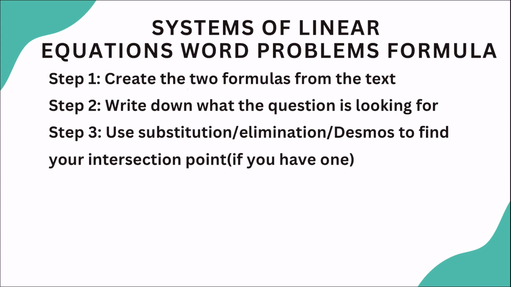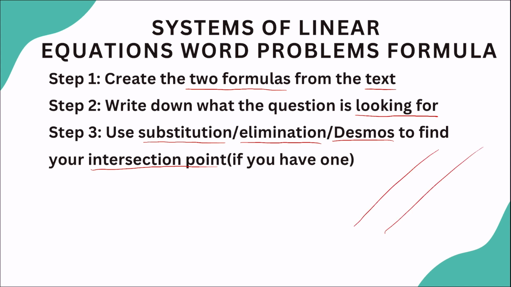So here's the 3 steps in our formula for systems of linear equations word problems. We're going to create the 2 formulas from our text. We're going to write down what we're looking for. And then we're going to use one of our methods, so substitution, elimination, and Desmos. One of those, or maybe a combination of 2, to find our intersection point. And that is if you have one. Sometimes you'll have parallel lines, and these are going to be lines with the same slope but different y-intercepts, and those are never going to intersect, so they'll have no solution.